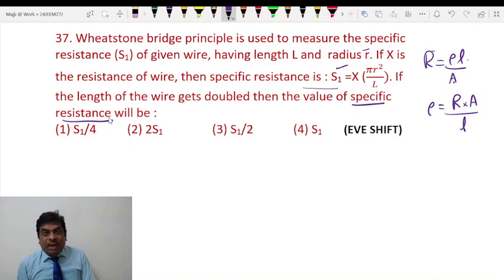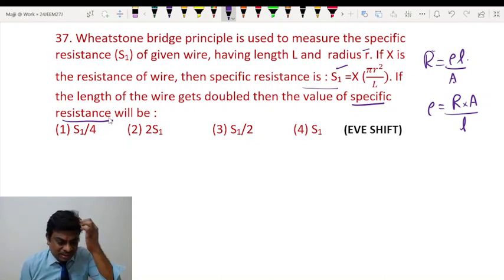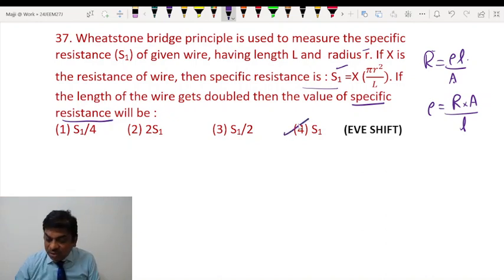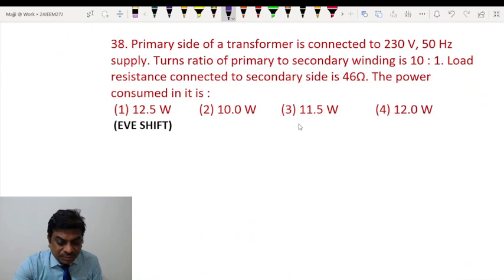You can just open a handbook of physics and go through the different specific resistances of different materials: copper, iron, silver, gold, etc. Since the material remains the same, it will not change. You have to be very careful, students, otherwise you will unnecessarily end up with a wrong answer. Moving on to the next question.